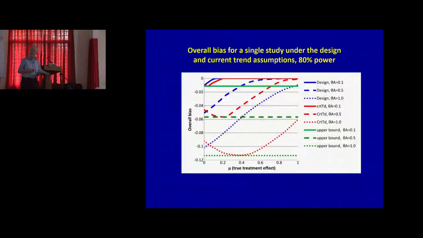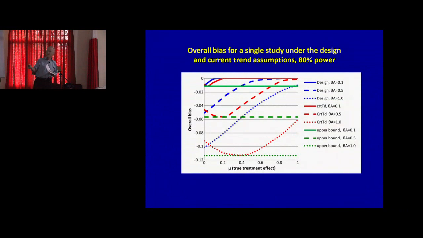Okay, and then overall bias. This is a terrible looking graph, but this is how it is. We've got the design hypothesis, the current trend hypothesis, and different sizes of effect. This is the overall bias that you put into the protocol by having a futility rule. You can see it's negative, so there's an overall bias, but it's relatively small. Even the worst case scenario is only about 10 or 12%.